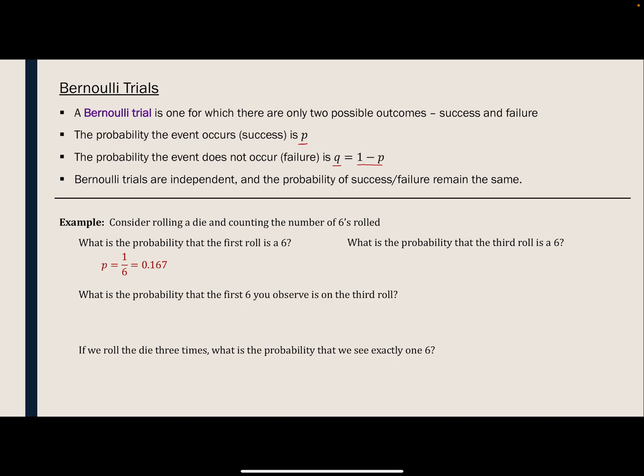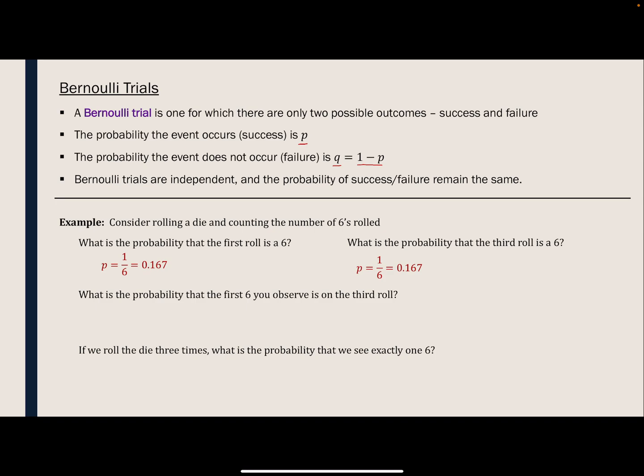The next question says, what is the probability that the third roll is a 6? Be careful of the questioning here. It's not saying anything about the first or the second roll. We have no idea if those were successes or failures. It's just asking for the probability of the third roll. But for Bernoulli trials, the probability of success remains the same for all of the trials. So the probability of observing a 6 in the third roll is the same as the probability of observing a 6 in the first roll. It's just 1 out of 6.